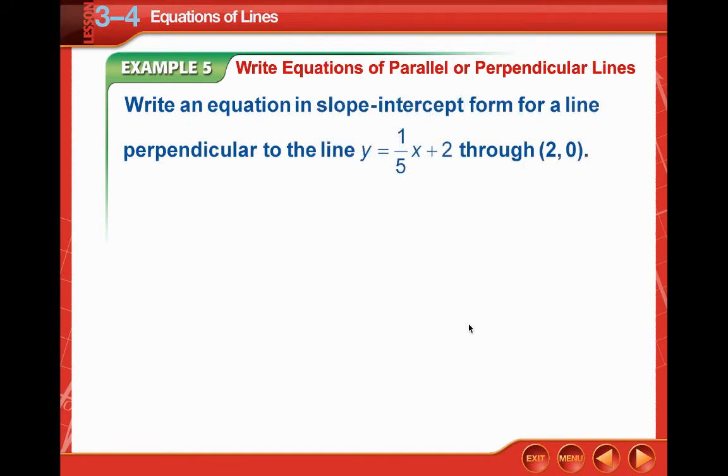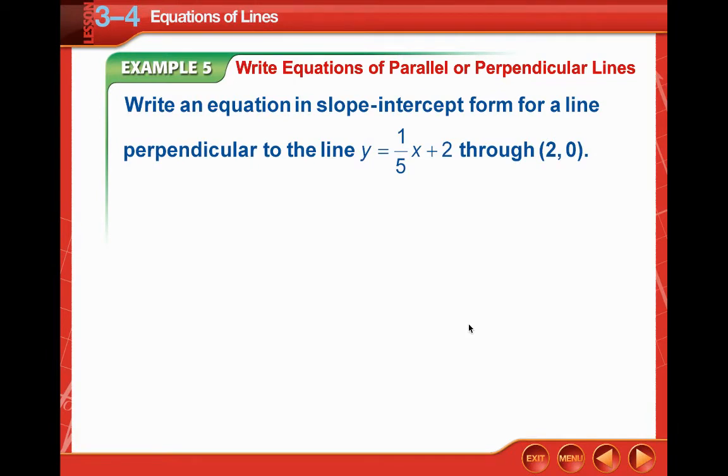All right, write an equation in slope-intercept form for a line perpendicular to the line y equals 1/2 x plus 2 through (2, 0). Okay, so the important thing to know here is that they've given you the slope of the line, and they just don't even know it. So remember, a perpendicular line has a slope that is the inverse of this. So if this line is 1/5, that's the slope of this line. Perpendicular of that would be 5 over 1, which would just be 5.